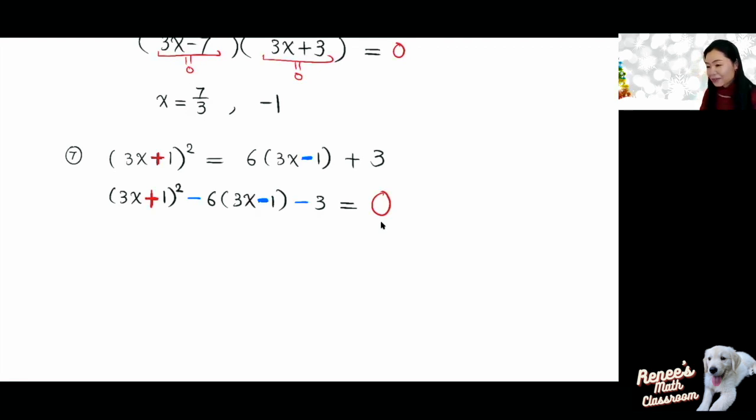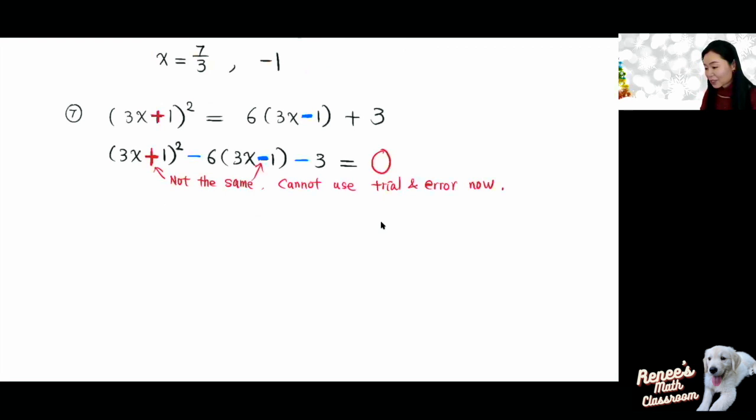Okay. So since I cannot use try and error directly right now, I will expand this. Multiply out. So expand this, we're going to use the perfect square formula. So use the perfect square formula. Okay, everyone, tell me what do I get if I expand this perfect square?